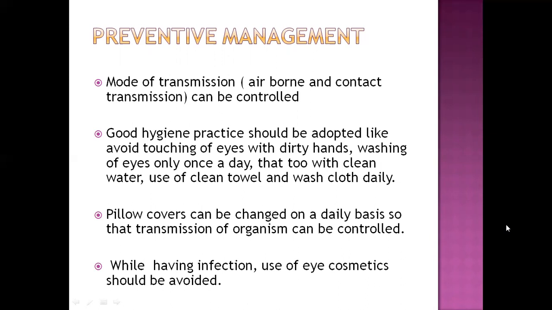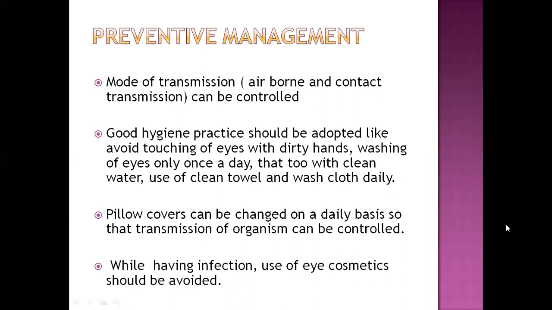Hygiene practice includes all this, and washing the clothes daily means washing the important clothes daily, like pillow covers, like towels. If someone is infected from the family, then they should follow strict hygiene practice. The clothing that the patient is using should be washed daily. And even if not that, we should always avoid touching of eyes with dirty hands and wash eyes once a day with clean water. These things should be followed.